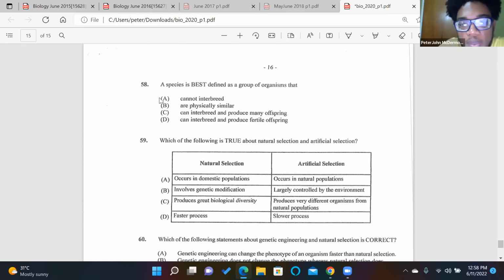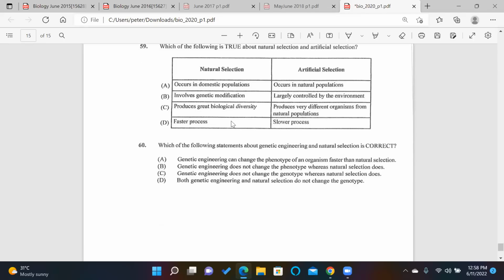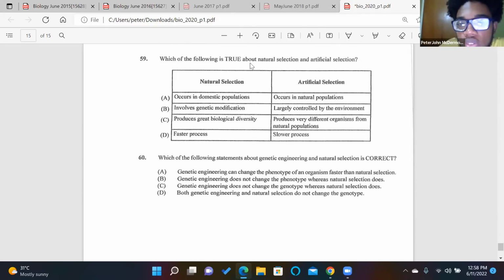Let's continue. A species is best defined as a group of organisms that. Oh, D. B? D. Produce fertile offspring. Which of the following is true about natural selection and artificial selection?